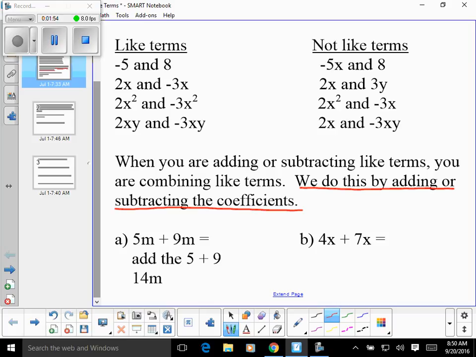Let's look at sample A. We have 5m plus 9m. We have two terms here. They are like terms, m's. According to our key concept about adding or subtracting the coefficients, I add the 5 and the 9 to get 14, but I don't forget to write my m too. So for B, I'm going to add the 4 plus the 7, and then don't forget to bring along the x.